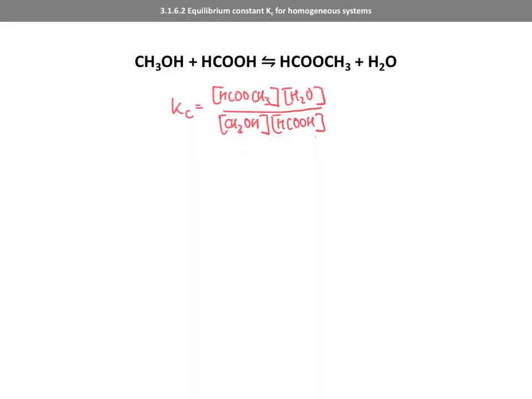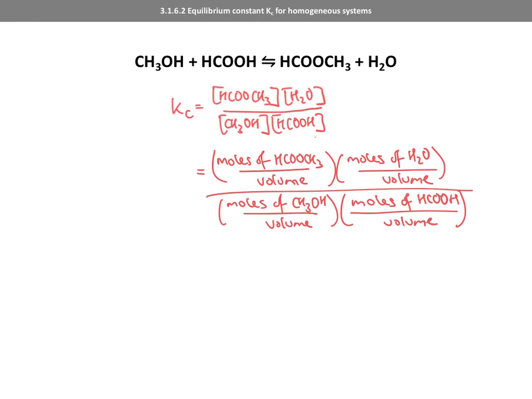Okay, so we have our Kc expression, or equilibrium constant expression, for this reaction. Now, let's change those concentrations to moles over volume. So all I've done is I've just made it clearer what the square brackets are. They are the concentration, which means the moles of, for example, methyl methanoate over the volume. Now, all of these substances are in the same container, which means the volume that these substances are in are all the same, which means that we can cancel out the volumes.